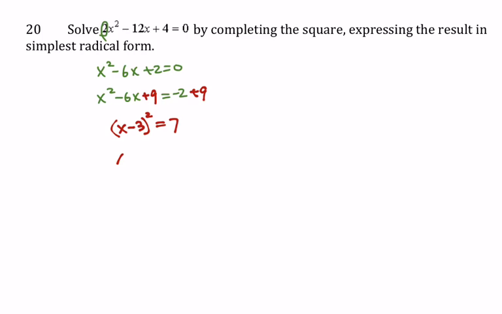Then we can undo the square by taking the square root of both sides. We get plus or minus radical 7. And then adding 3, then we get 3 plus or minus square root of 7. That becomes our final answer.